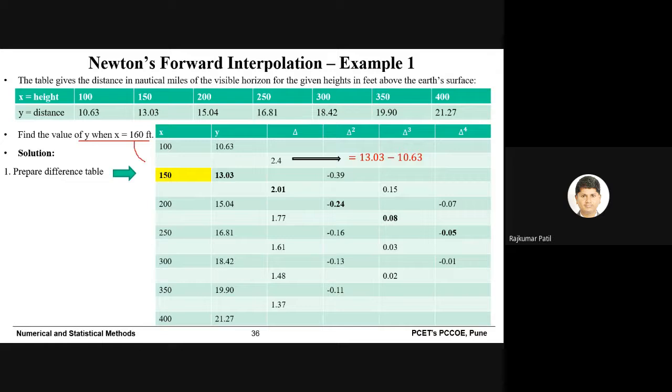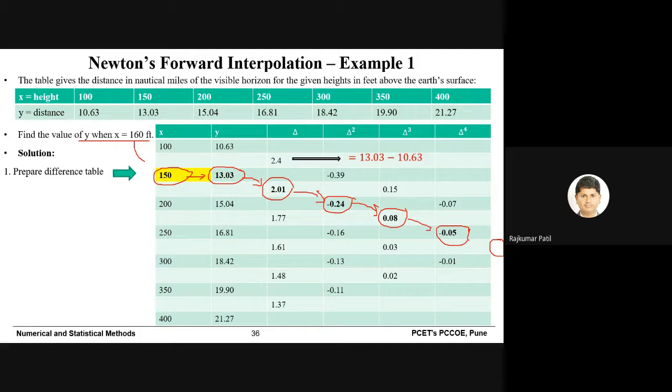And this 160 is very close to 150. So you need to select the corresponding values. So this will be your y naught, del y naught, del square y naught, del cube y naught, del raised to 4 y naught, and if you calculated then del raised to 5 y naught. So this is how you need to pick the values. This step is also very important. So do not get confused with this step.